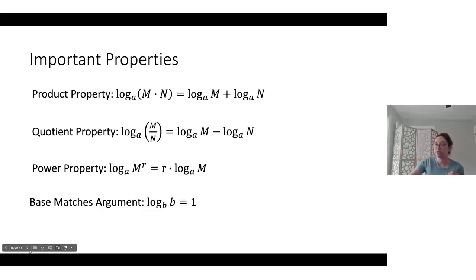Remember, our two most important bases were the common log, where I don't actually write it out, but the base is 10. So the common log of 10 is 1. And then the natural log, where the base is e. So the natural log of e is equal to 1. Right? But this works for any base. So log base 2 of 2 would equal 1. Log base 100 of 100 would equal 1, as long as the base matches the argument.